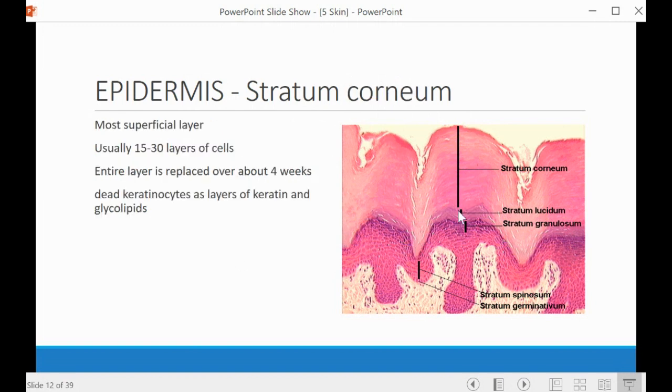Then we have the stratum corneum. It's the most superficial layer, and it is very thick in thick skin. It's usually 15 to 30 layers of cells, and the entire layer is replaced about every 4 weeks. It is made of dead keratinocytes, and we have layers of keratin and glycolipids within them.